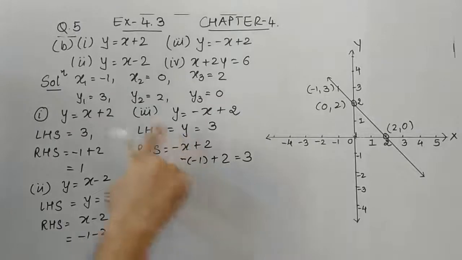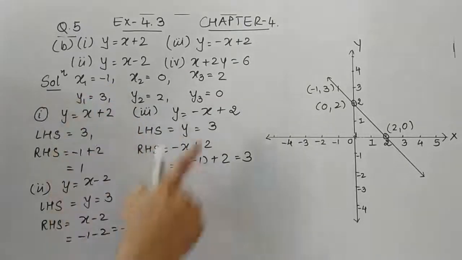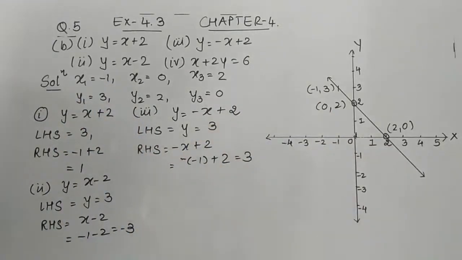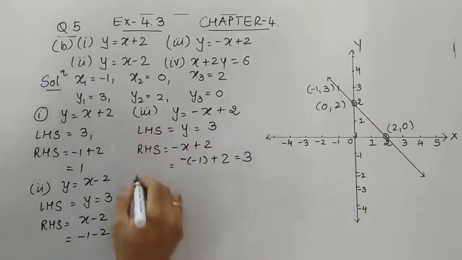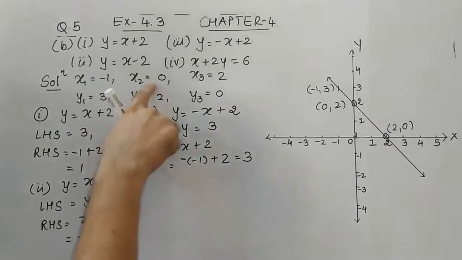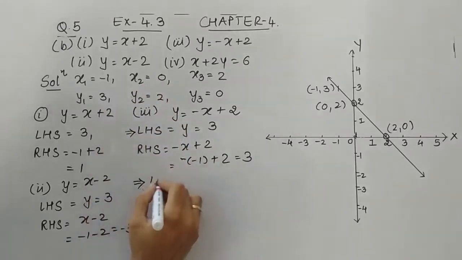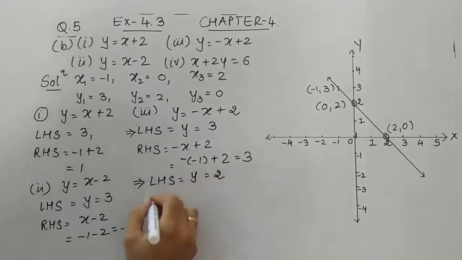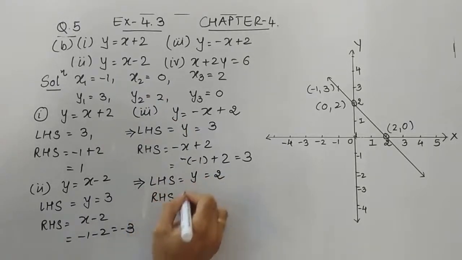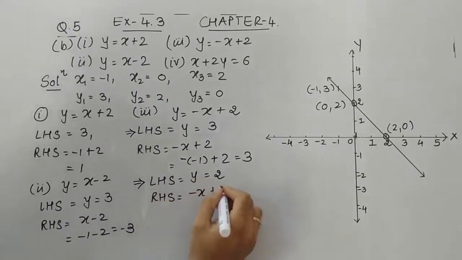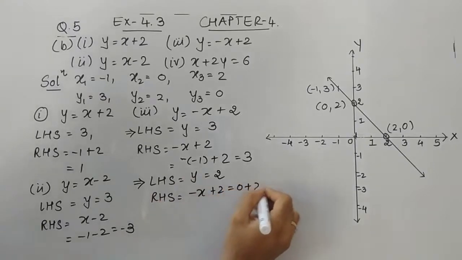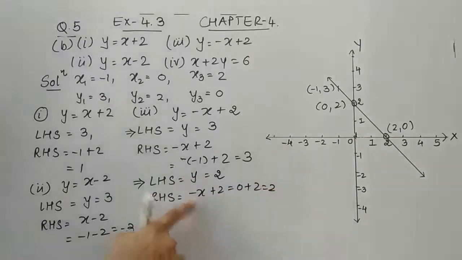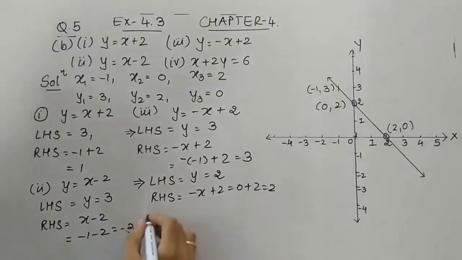Just because we get one solution, we cannot say that this is the equation. So let us go for the second. That was for the first solution. Now the second, x is 0 and y is 2. So on the LHS, y is 2, and the RHS, that is -x plus 2, is 0 plus 2, so that is 2. So this satisfies the second also. So now obviously we can say that it satisfies the third one.